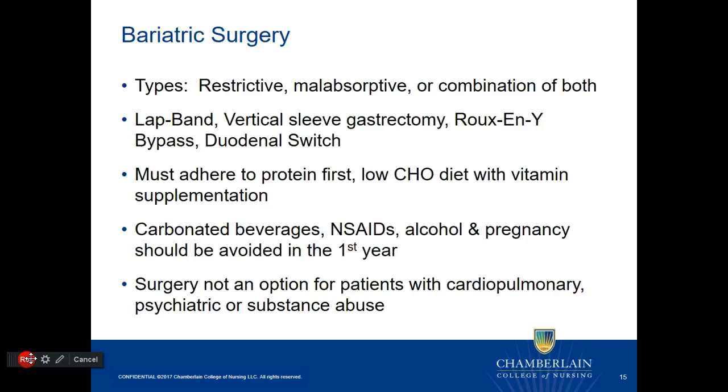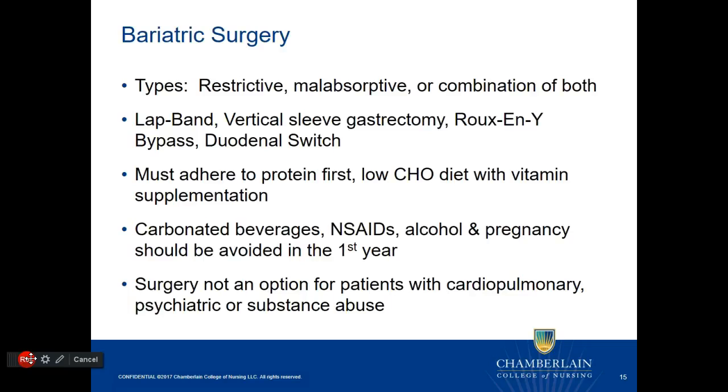Bariatric surgery. There are multiple types of bariatric surgery, including the lap band, vertical sleeve gastrectomy, Roux-en-Y gastric bypass, and the duodenal switch, to name a few. Most of these are restrictive, malabsorptive, or a combination of both. Post-op patients will need to adhere to a protein-first, low-carbohydrate diet with numerous vitamin supplements for life.